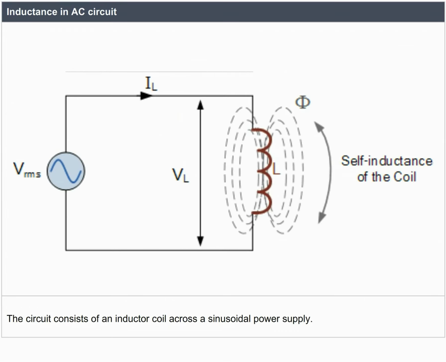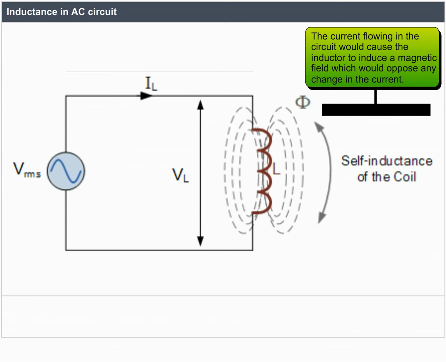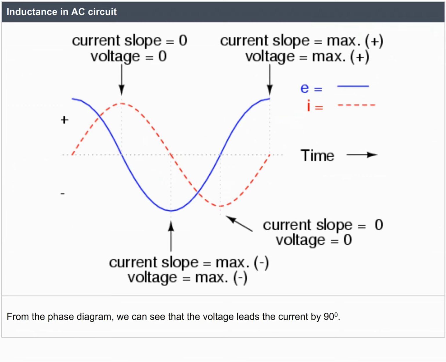Inductance in AC circuit. The circuit consists of an inductor coil across a sinusoidal power supply. The current flowing in the circuit would cause the inductor to induce a magnetic field which would oppose any change in the current. From the phase diagram, we can see that the voltage leads the current by 90 degrees.